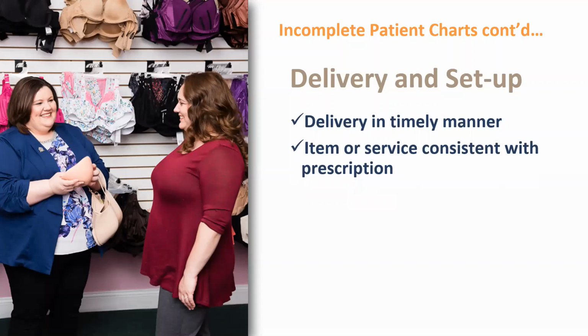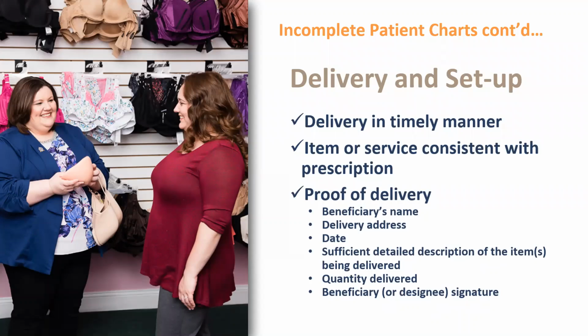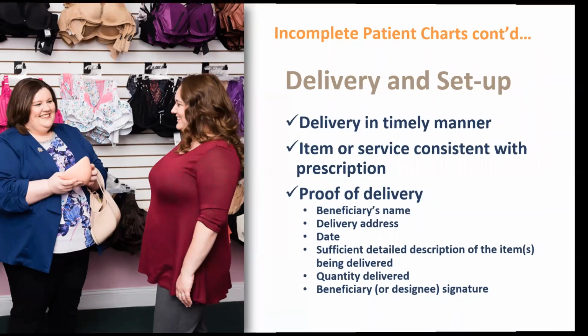Was the item or service consistent with the prescription? Did you check that? Did you document that? Now, talking about proof of delivery, we need the beneficiary's name, the delivery address, the date, a sufficiently detailed description of the items being delivered, the quantity delivered, and of course, we need the signature on that as well. And that's very important to have.